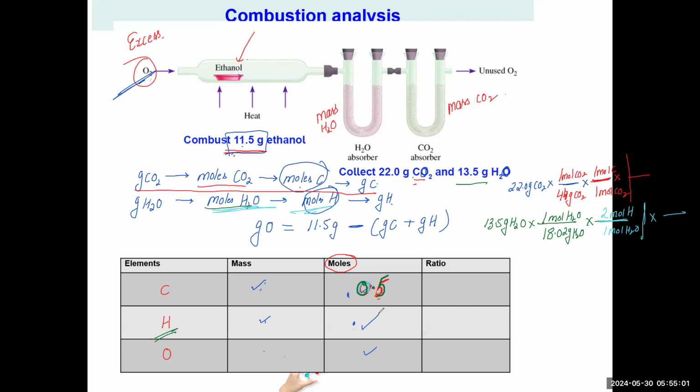1.5, I think. Not sure. Yeah, 1.5. Okay. Now get the grams of carbon. I need grams of carbon and grams of hydrogen to know the grams of oxygen, right? So plug in another ratio here in the same dimensional analysis. So 12.01 grams of carbon over 1 mole of carbon.